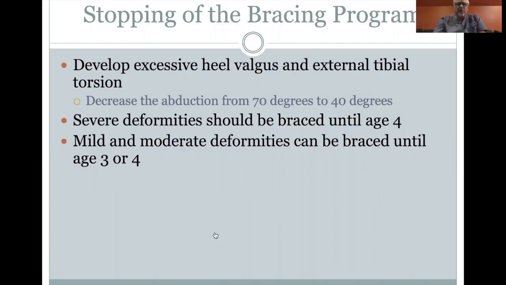Severe deformity should be braced until about age 4, mild to moderate between 3 and 4. So it's going to be a few years of bracing, and this is starting them right away with the casting. So you're looking at 3 or 4 years of casting.